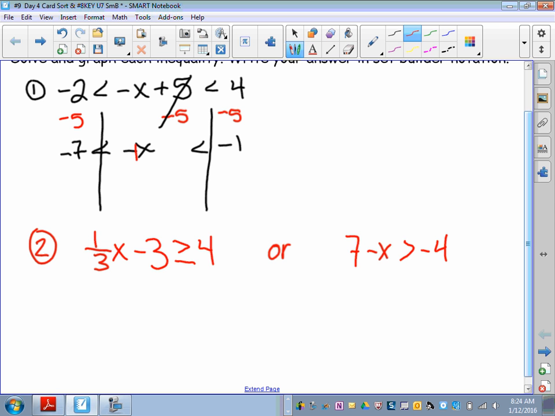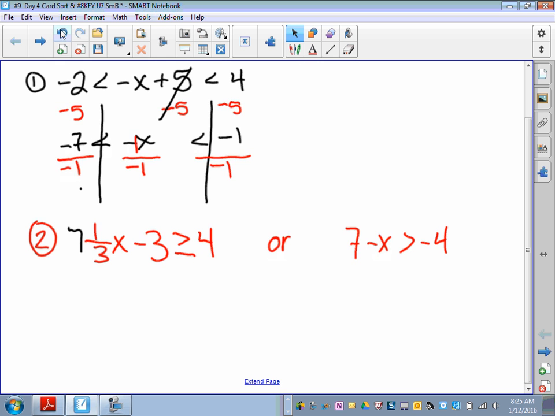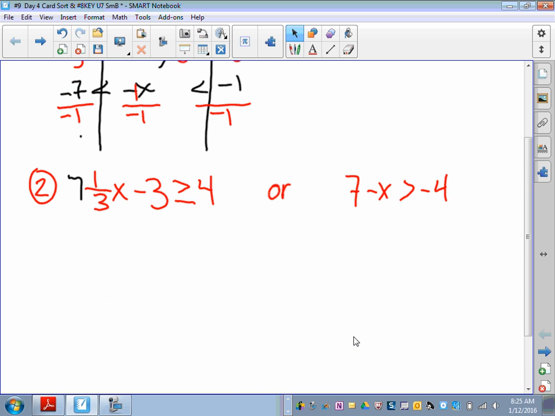Very good, Natalie. We divide by negative 1. And again, we have to do this to all 3 pieces. Okay. Now, when we multiply or divide by negative, what do we have to do? Jason Donato. When we multiply or divide by negative, what do we have to do? Flip the sign. Good. So negative 7 divided by negative 1 is positive 7. Perfect. So we have positive 7 here.